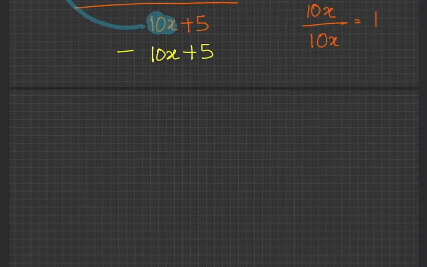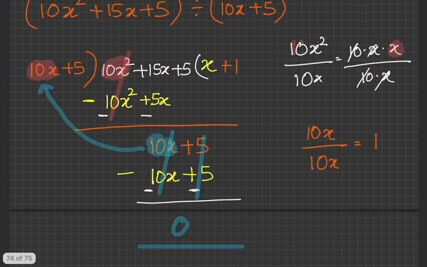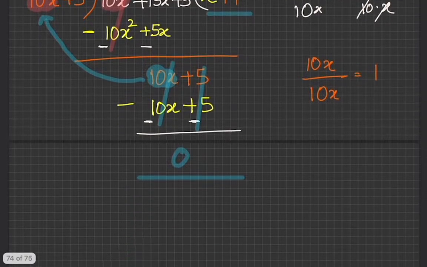So again, I change the sign. I have a positive 10x, so that's going to become negative 10x. I have a positive 5, that's going to become negative 5. So now I have a positive 10x, negative 10x cancels out. I have positive 5, negative 5, they cancel out. Correct? So both cancel out. So now I've got 0. So this is my quotient. x plus 1 is my quotient and my remainder is 0. Yeah? Okay. Let's go to the next one.